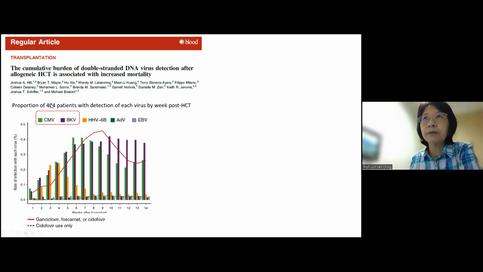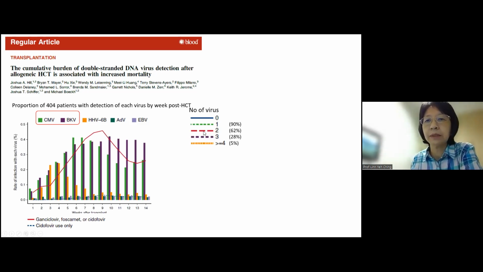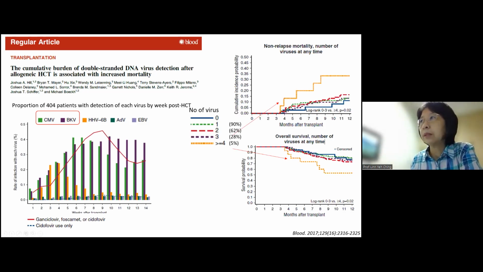In this analysis of 404 patients after allo transplant, this bar chart shows the rate of infection due to each of these viruses in the first 3 months. You can see that CMV and BK virus, represented by the green and the purple bar charts, are highly prevalent. So a patient can have more than one virus reactivation after transplant, and non-relapse mortality will increase with the increase in the number of virus infections. And so patients, for example, with 4 virus infections at any time have a much higher mortality rate and a lower survival rate in the first year.